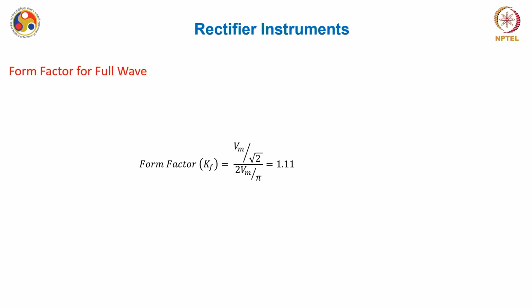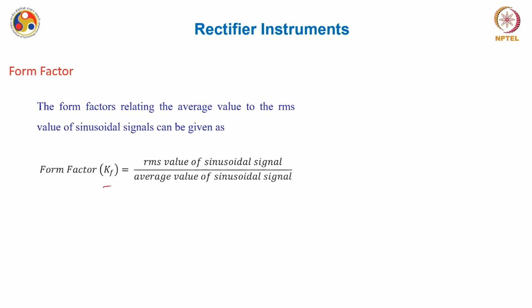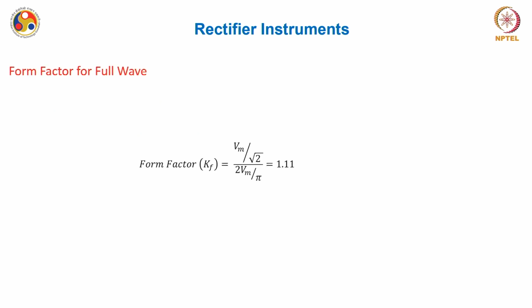Let us see the form factor for the full wave. It can be given as the RMS value, which we have already seen as Vm by root 2, and the average value, which we have seen as 2 Vm by pi. If you solve this, you will get a value of 1.1. So the form factor for full wave rectifiers is 1.1.